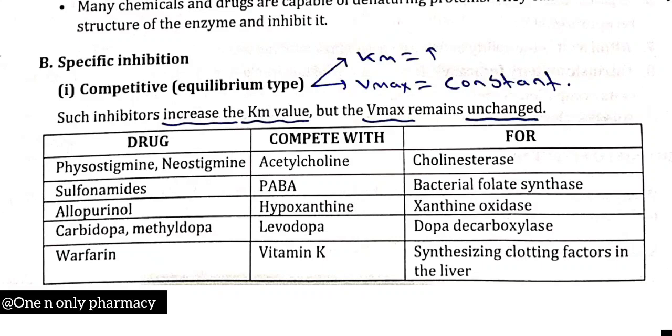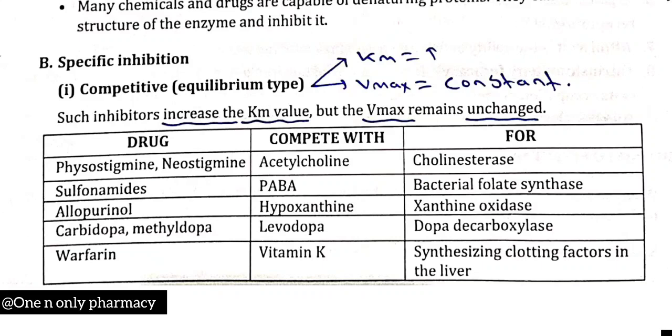This is my enzyme, you stop, I go, like that. It means two or three drugs act on the same enzyme for their action. Here is an example: physostigmine and neostigmine compete with acetylcholine for the cholinesterase enzyme. Both drugs act on cholinesterase.